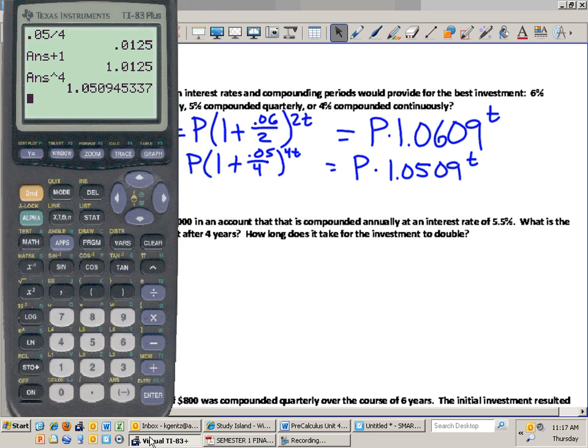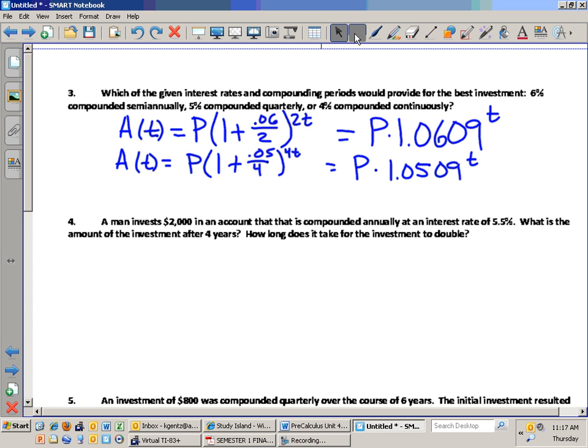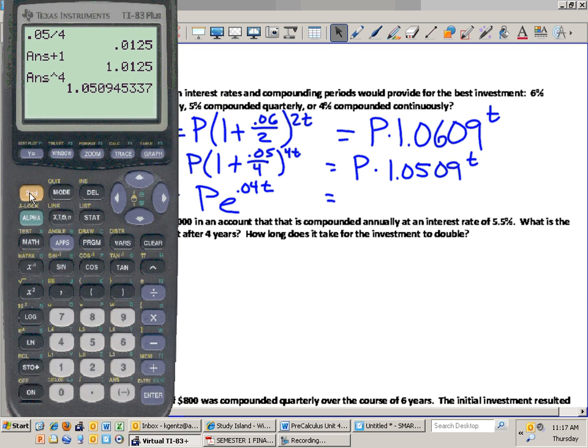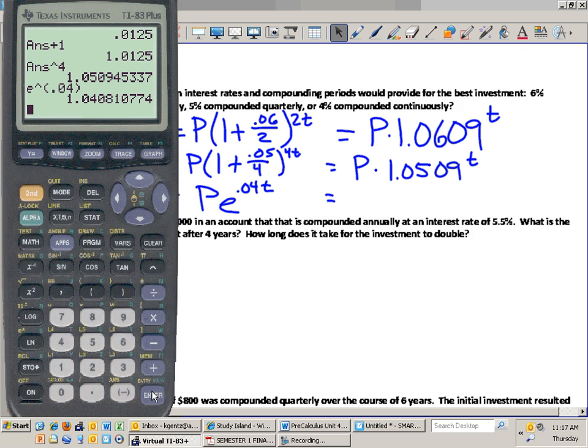And then for the last one, we have a different formula, don't we? Because it's being compounded continuously. And that formula is going to be the amount at a given time is going to be equal to the principal times e to the rate times time, 0.04 times time. So I guess we need to now figure out what e to the 0.04 power is. Second natural log 0.04. I get 1.0408.